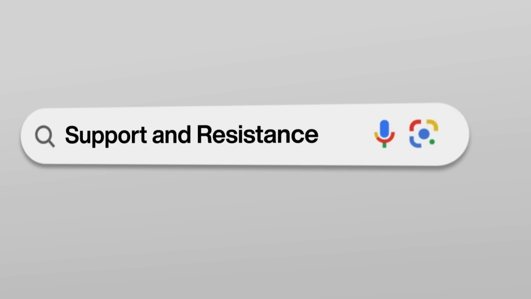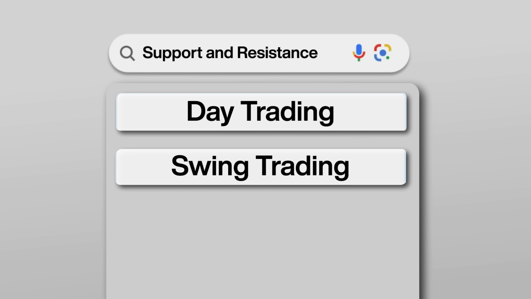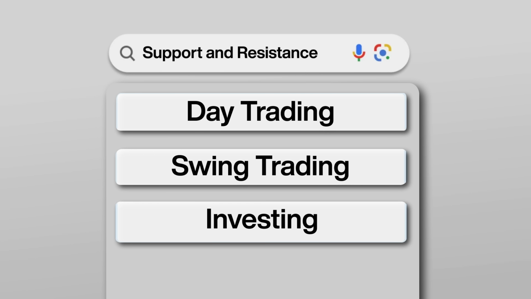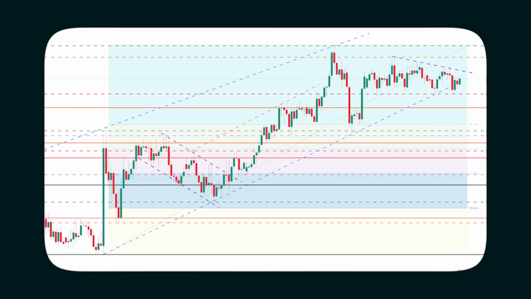Support and resistance trading. One of the most common topics that you will find across the internet when it comes to day trading, swing trading, or investing in general. However, support and resistance isn't just about drawing random lines on the chart. That's actually art therapy.